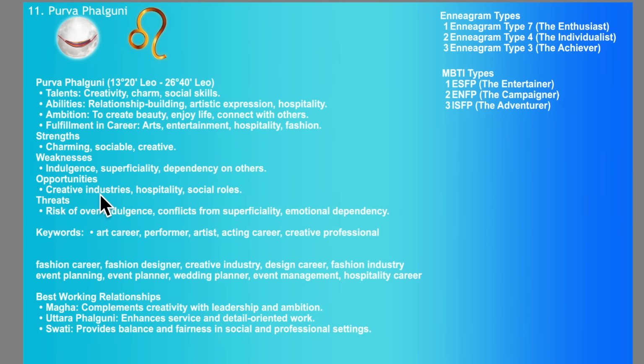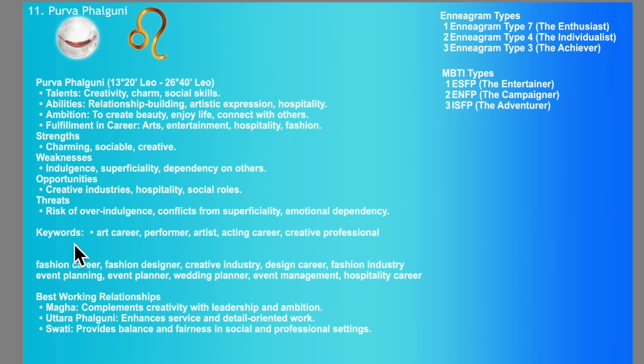Opportunities: creative industries, hospitality, and social roles. The threats for these are the risk of being overindulgent. They have conflicts from superficiality, too much superficial behavior. Venus can get involved in a lot of vanity, which arises from too much fame, too much popularity, too many good looks, too many affairs, emotional dependency. See there? Purva Phalguni can have these issues.